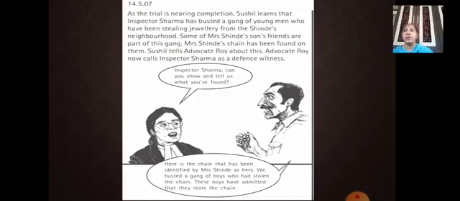So Advocate Roy now calls Inspector Sharma as a defense witness. She says, Inspector Sharma, can you show and tell us what you have found? So what did he say? Here is the chain that has been identified by Mrs. Shinde as hers. We busted a gang of boys who had stolen the chain. These boys have admitted that they stole the chain.